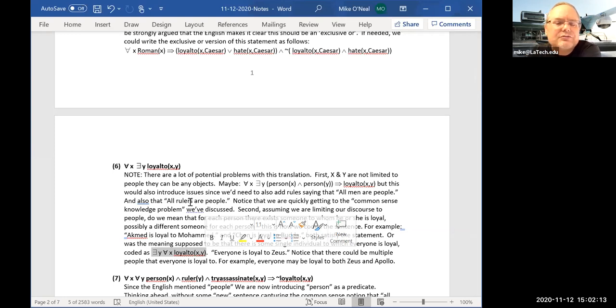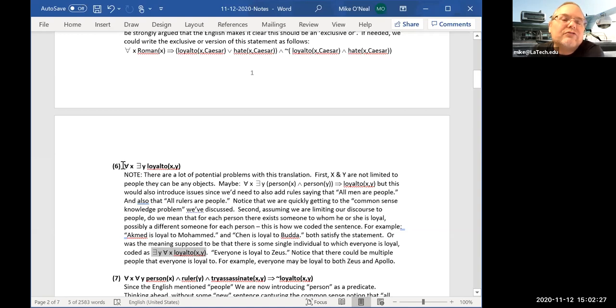But everyone is loyal to Zeus. You're saying something different. You're not saying for all X there exists a Y. You're saying there exists a Y for all X. The order of these things matters hugely. If I'm saying for all X there exists a Y where X is loyal to Y, that's allowing the Y to be dependent on the X because it comes after the X in our left to right reading. So the Y is actually dependent on the X. Which Y you choose is dependent on which X you choose.